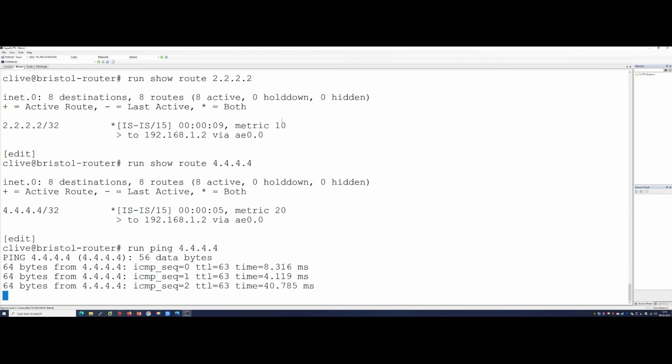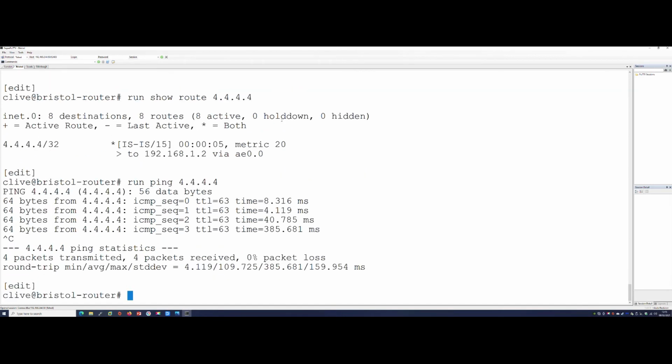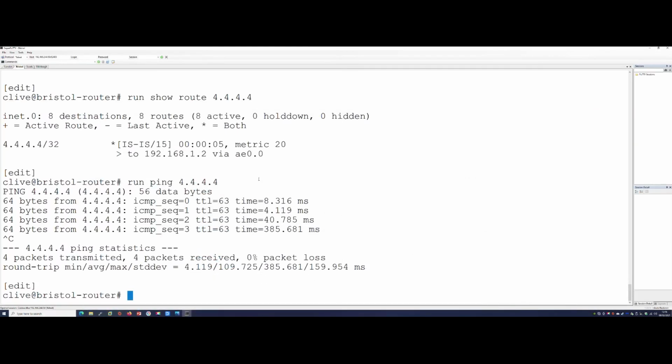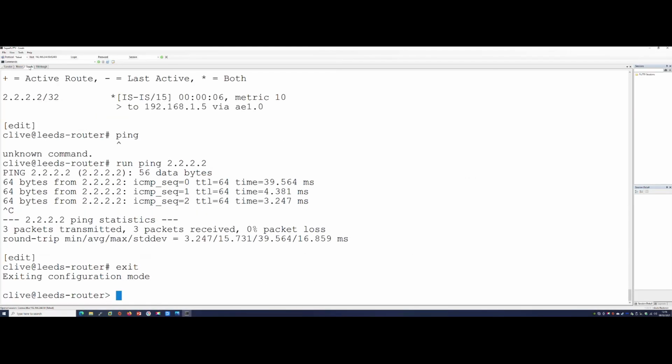Okay, and we're going via London to get to Leeds if we have a look at our diagram again. So we're pinging from the net address at Bristol. We're going across to London because it tells us it's going out of ae0. So it goes across here and it comes down to Leeds. Okay, the only place we won't see at the moment is 5.5.5.5.